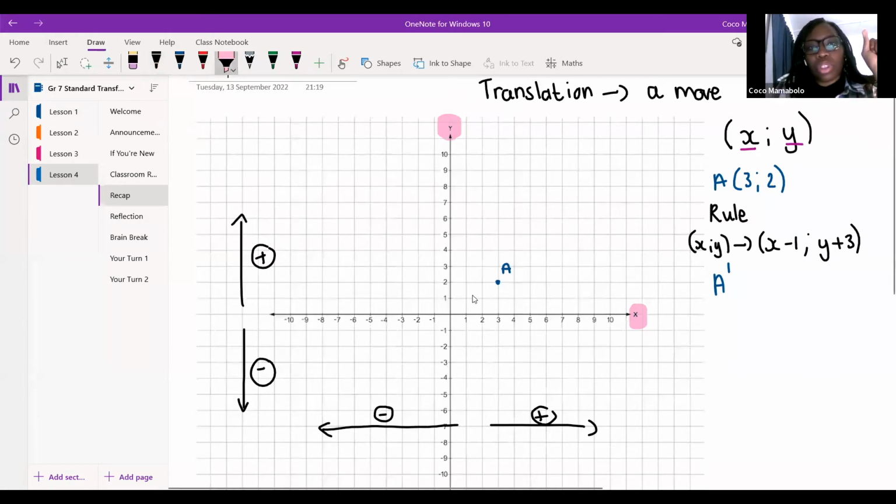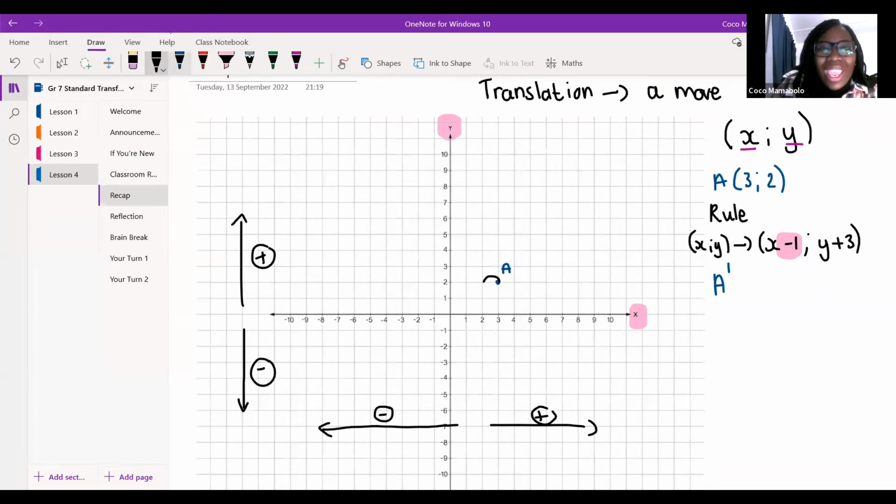Look at the rule. Here it says X minus 1. The rule says move once, one time to the left. So I'm going to move one time to the left.